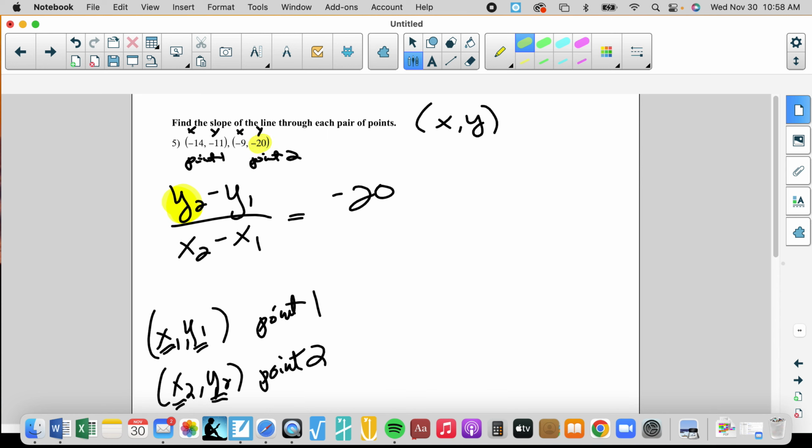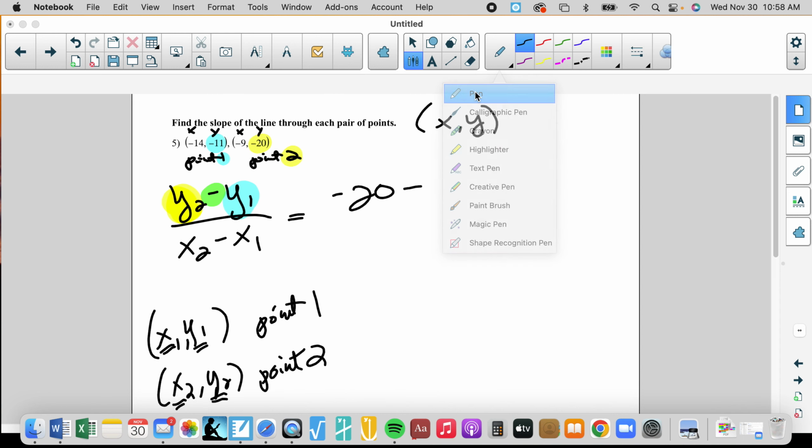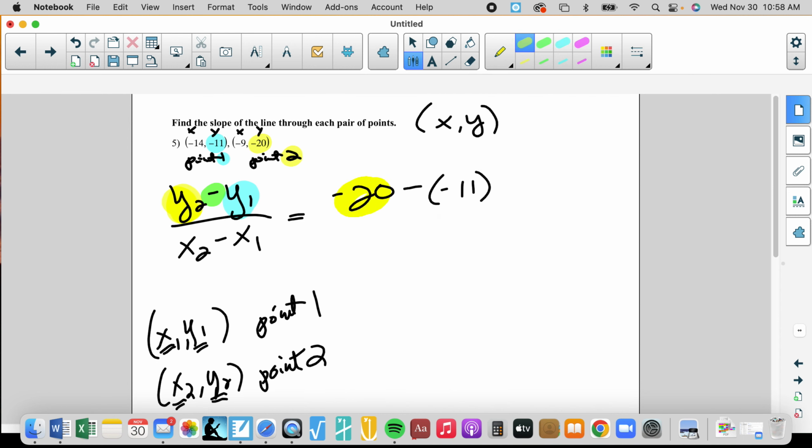It's the y value in the second point. Minus, that's this part, minus the y sub 1 value. The y sub 1, that's the y value in the first point. So the y value in the first point is -11. And this is where most students make their mistake with the writing. This is your y sub 2 minus your y sub 1.